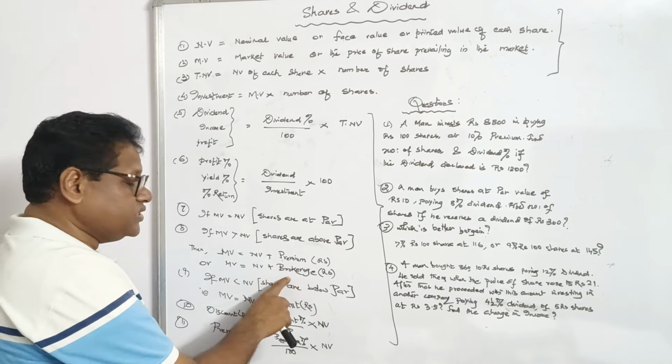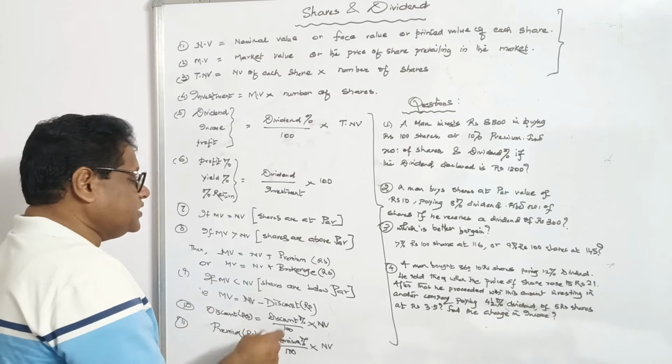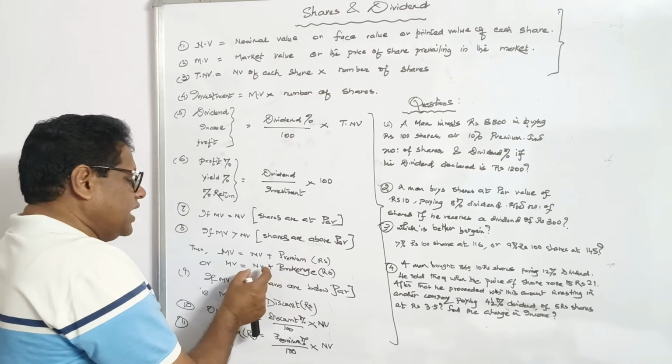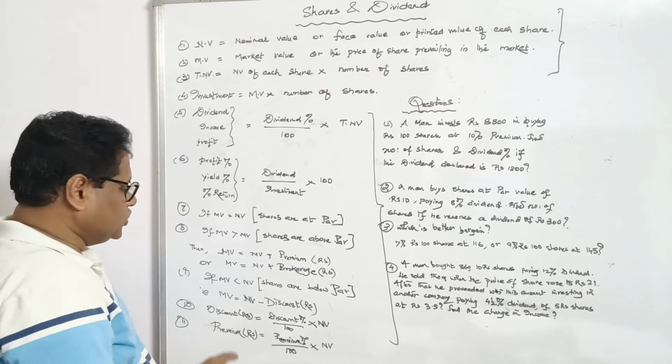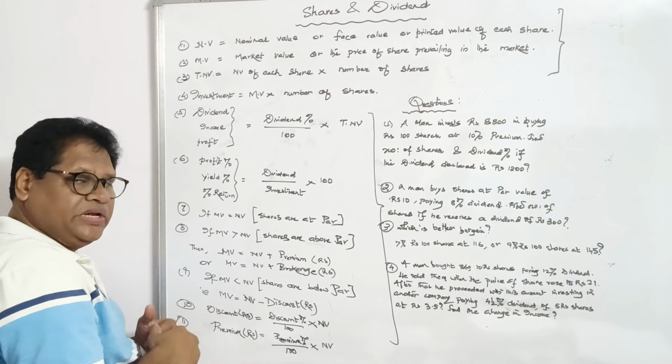The second reason could be brokerage, the middleman's commission. That means the middleman is taking some commission and it is added to the nominal value, so you are paying this price which is above the nominal value.